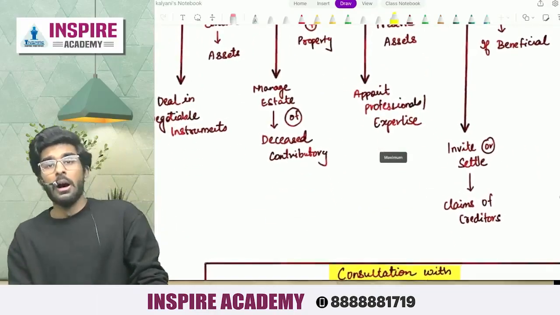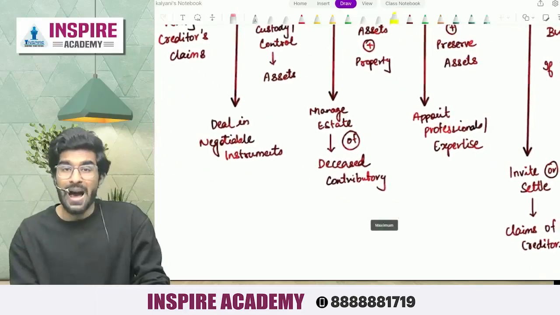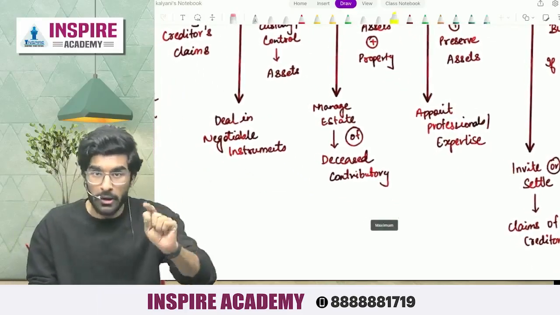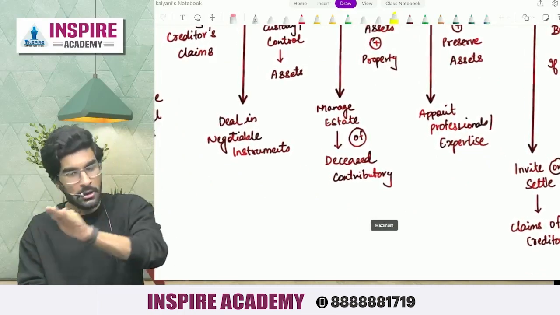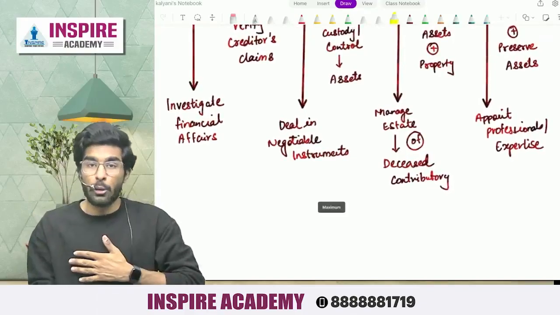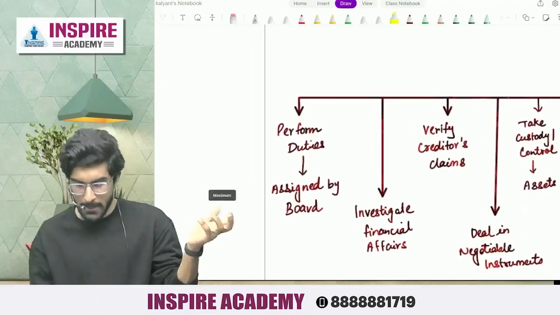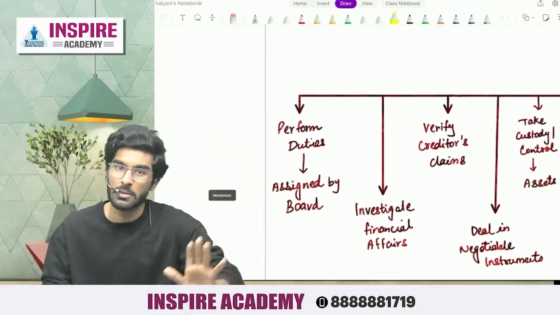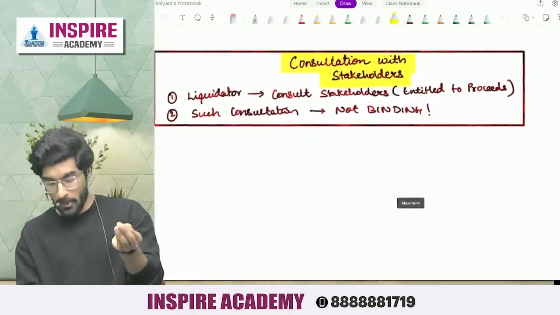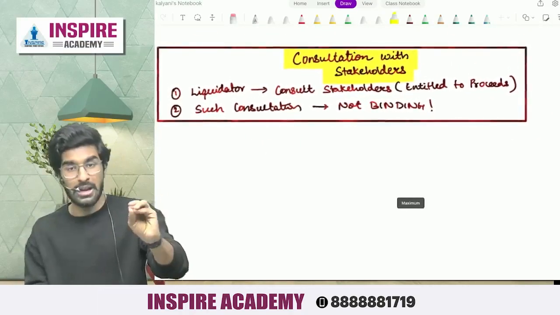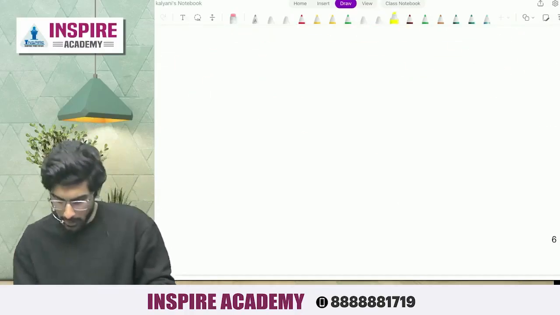Next people, that liquidator has the power to appoint professionals and experts. Next is managing the estate of the corporator, that is right, but you can also manage the estate of the contributory who is supposed to pay to the corporator. Very simple. Next is that liquidator can deal in negotiable instruments. And last is perform duties assigned by the board. Board means Insolvency Bankruptcy Board of India. Very easy. Okay. Now you can also take consultation from Committee of Creditors. You can take consultation of the stakeholders, but it is not binding on the liquidator. Perfect.